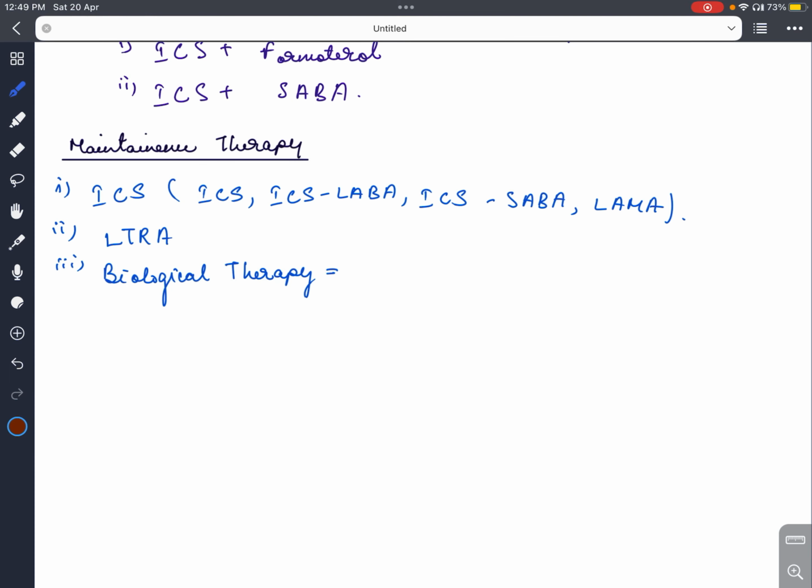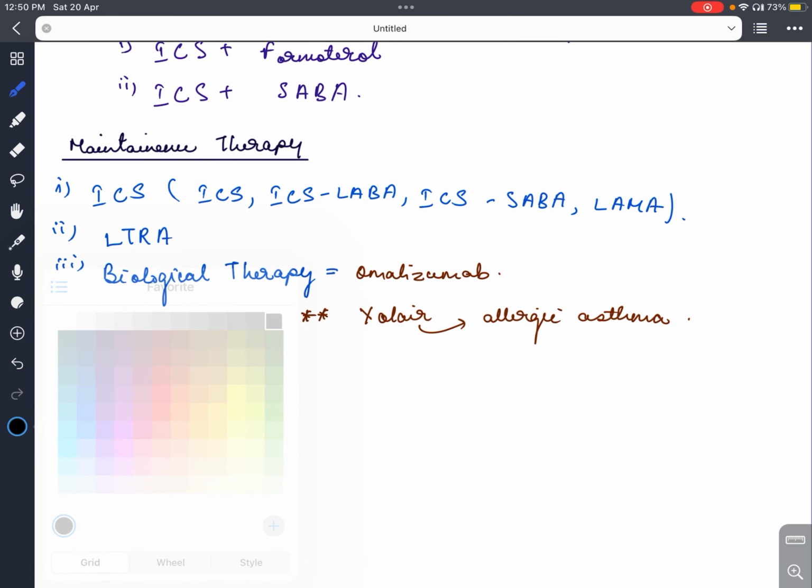If you remember, I told you about a drug which was omalizumab, and it acts against the IgE antibody. This omalizumab comes under biological therapy. Now we have one more drug which is quite popular nowadays, and the name is Xolair. This is also a drug which comes under biological therapy, and it is basically used for allergic asthma. So this was all about our maintenance therapy.